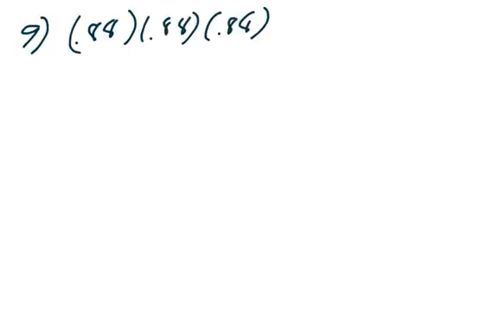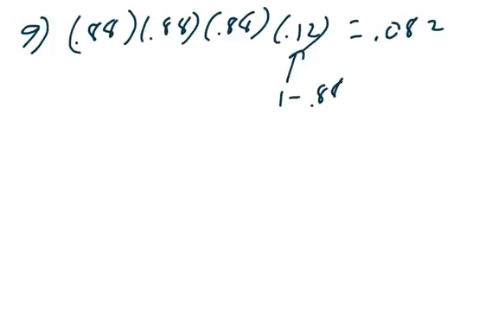Alright, for problem number 9, this person makes 88% of their kicks, so they're making their first 3 kicks. So that's 0.88 times 0.88 times 0.88, and then he misses the 4th one, so that's 0.12. So 0.88 to the 3rd power times 0.12 turns out to be 0.082, and this comes from 1 minus 0.88, which is the chance he fails to score.